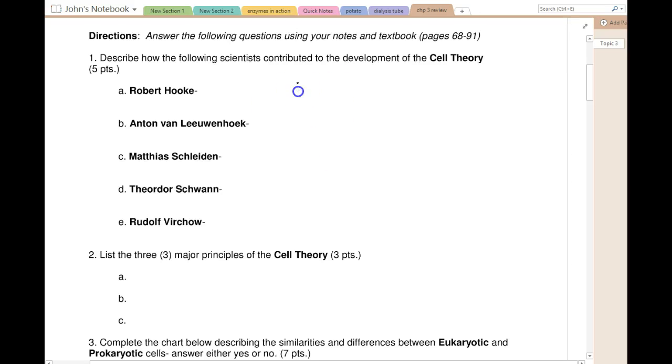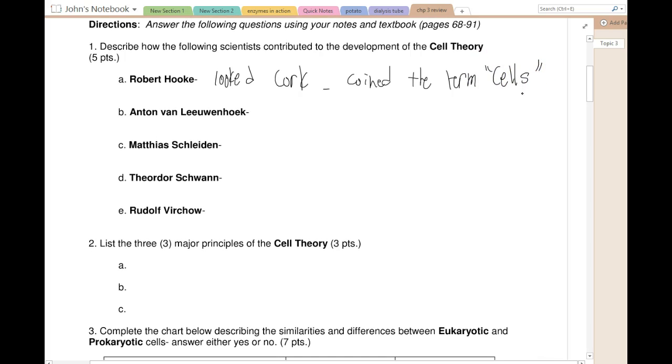Okay, here is the review for chapter 3, or topic 3, the cell test. Robert Hooke looked at cork, and he coined the term cells, right? Because they reminded him of the cells of a monastery that the monks would stay in.